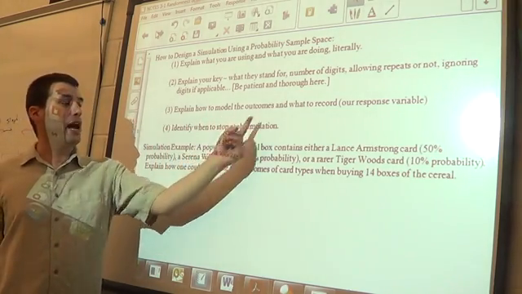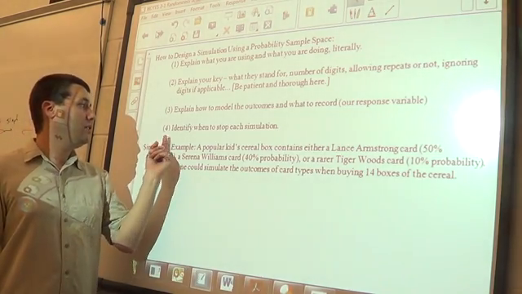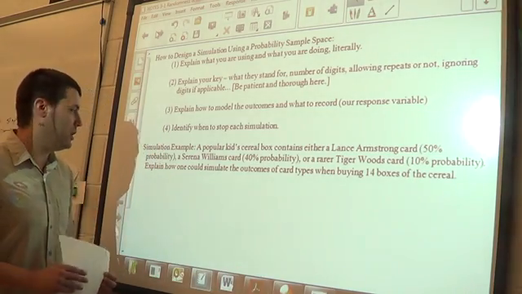Explain how to model the outcomes and what to record. So after we get these digits, what are we doing with them? Finally, identify when to stop each simulation. How long do we go until we're done?